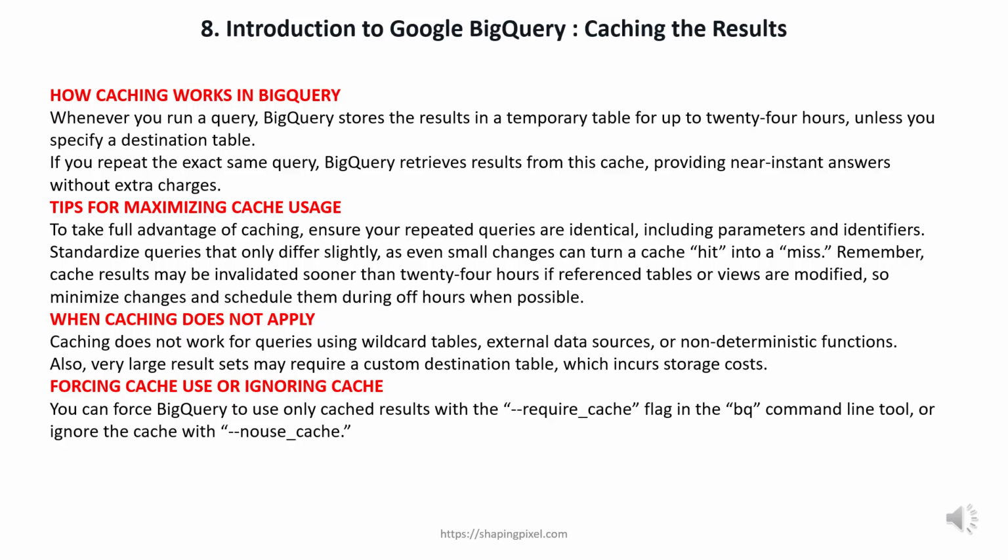Caching does not work for queries using wildcard tables, external data sources, or non-deterministic functions. Also, very large result sets may require a custom destination table, which incurs storage costs. You can force BigQuery to use only cached results with the require cache flag in the BQ command line tool, or ignore the cache with no use cache.